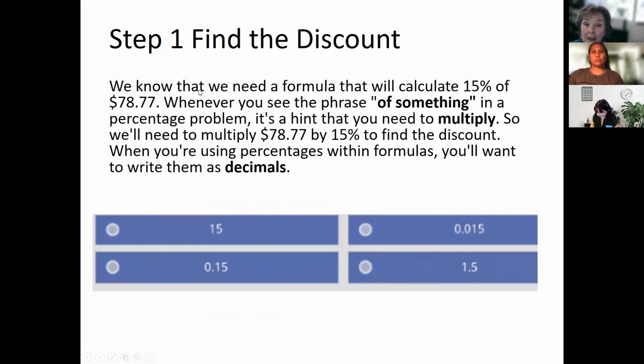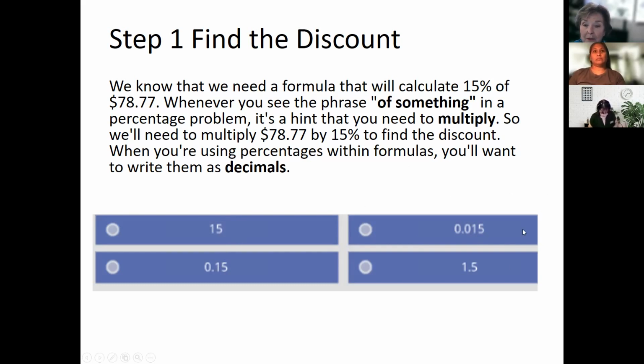So we know we need a formula that will calculate 15% of $78.77. Whenever you see "of" something in a percentage problem, it means you need to multiply. So whenever you hear "what percent of this equals that," it's going to mean multiply. So when you're using percentages within formulas, you'll want to use them as decimals.